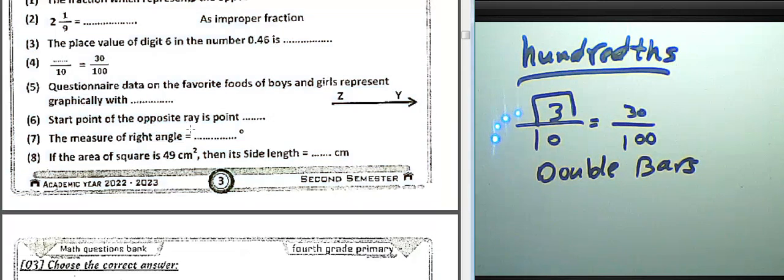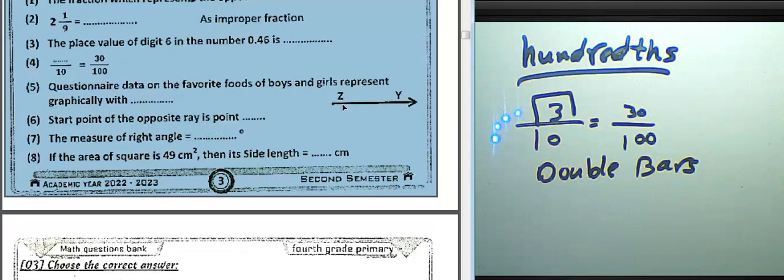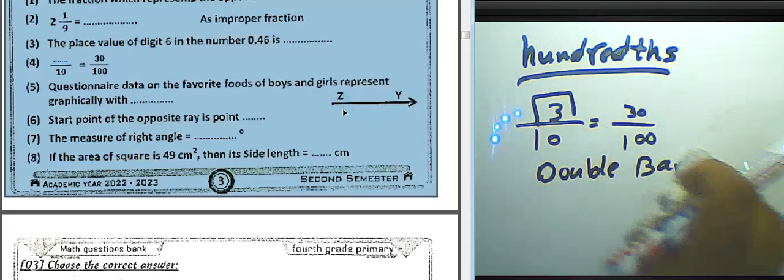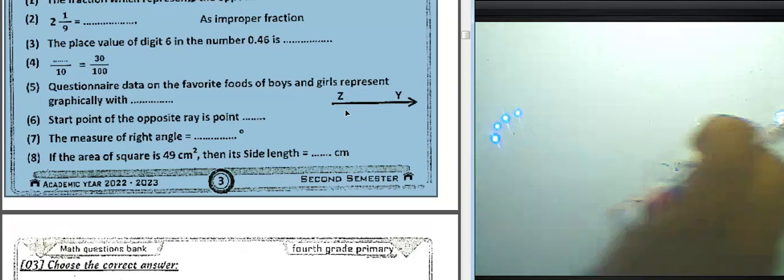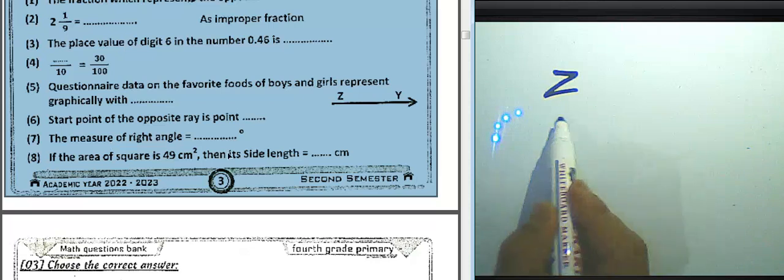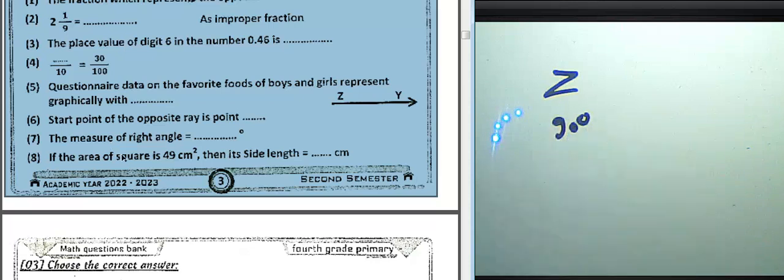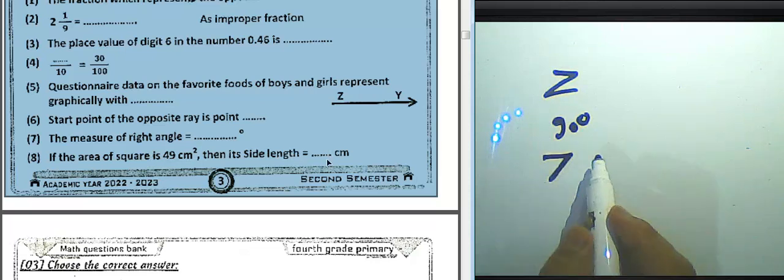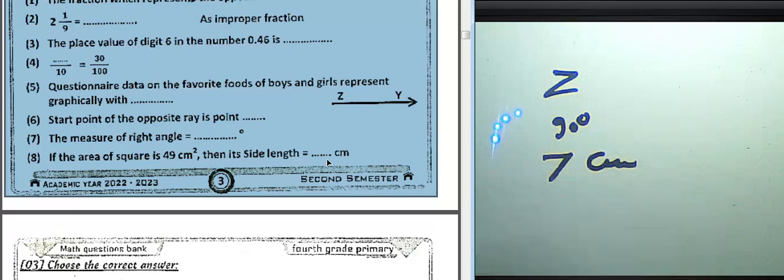The start point of the ray is Z. Start point Z. Question 7. The measure of a right angle is 90 degrees. If the area of a square is 49 square centimeters, its side length equals 7 centimeters, because the area of a square is length times length, side by side. 7 times 7 equals 49.